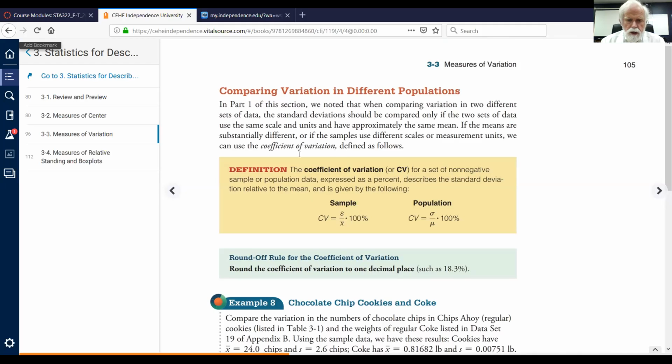If we're looking at different populations and comparing variation, this especially matters when we have very different standard deviations but the same mean. If the means are different, we can't really compare the data sets other than by looking at what we call the coefficient of variation, which is to divide the standard deviation by the mean. And that gives us an idea of how the data sets compare.